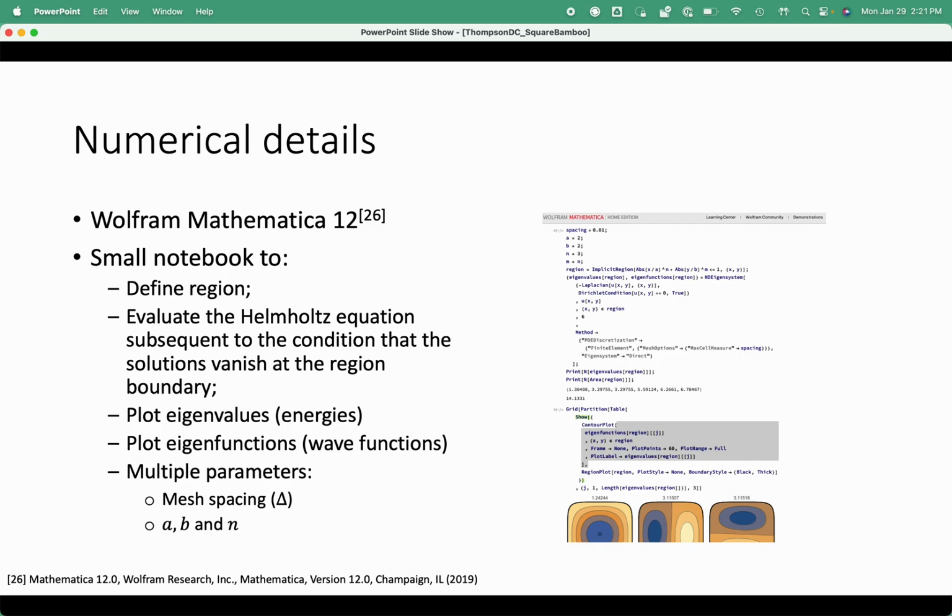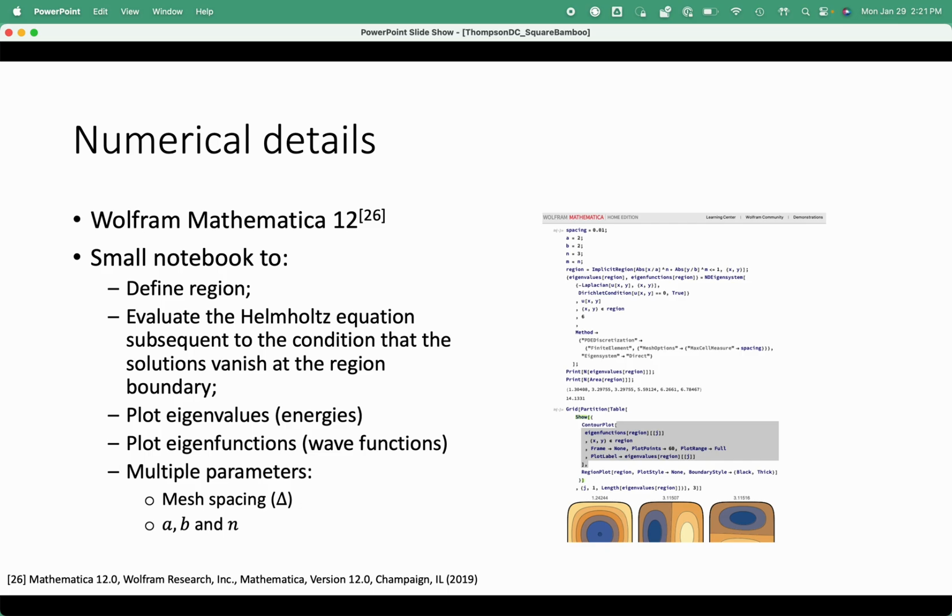So I set about creating an environment to determine numerical solutions to this problem, and I used the symbolic language tool Mathematica to do so. I wrote a small Mathematica notebook to define a region, one described by the superformula and dependent on the parameters A, B, and N. The notebook evaluated the Helmholtz equation subject to the condition that the solutions vanish at the region boundaries.